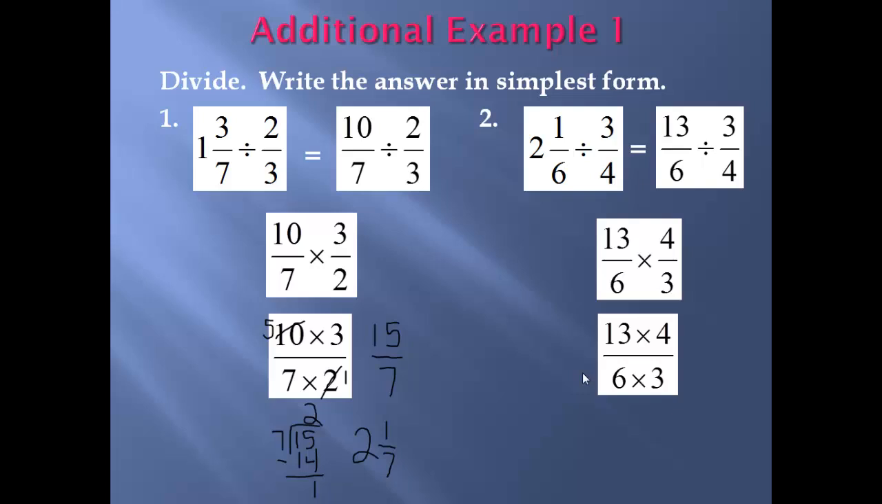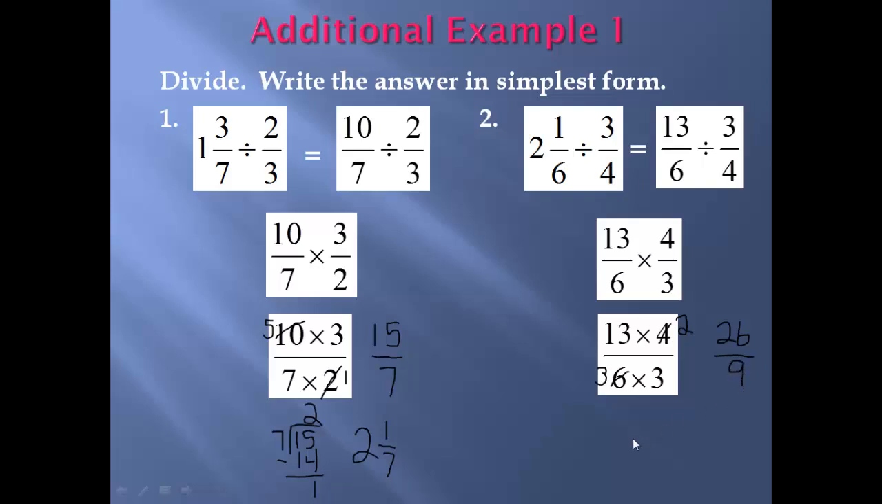Now we're going to look to see if we can simplify. We can simplify the 4 and the 6 by dividing both of those by 2. 4 divided by 2 is 2, and 6 divided by 2 is 3. Now we'll go ahead and multiply across. 13 times 2 is 26, and 3 times 3 is 9.